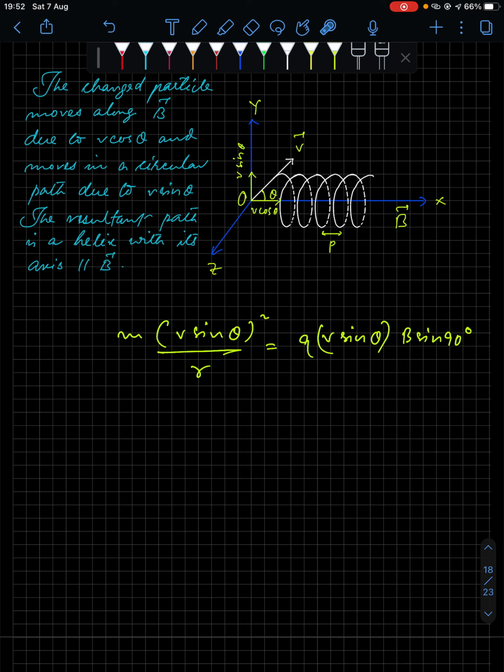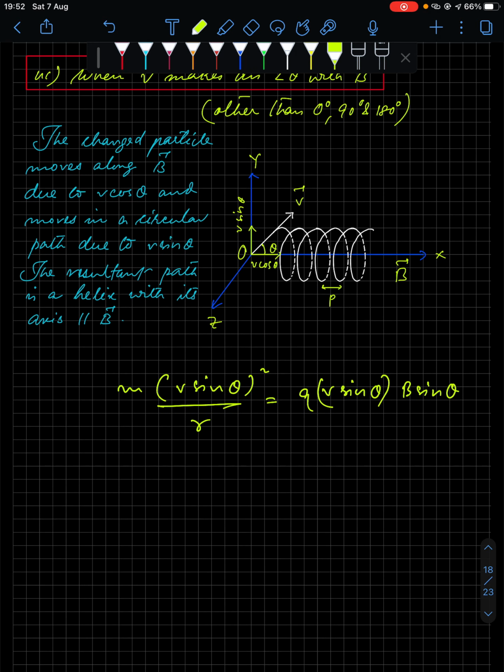the angle between. I should not be writing sine 90 here. I should be writing sine theta only, because only when they were perpendicular to each other do we write down sine 90, right? So it is qv, but this will again create a problem, I guess.